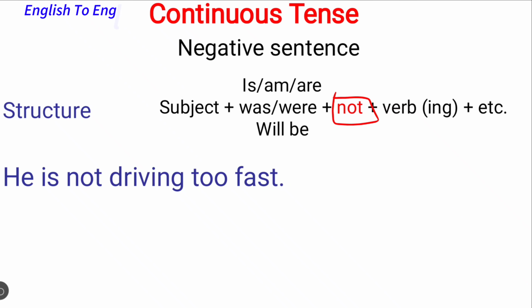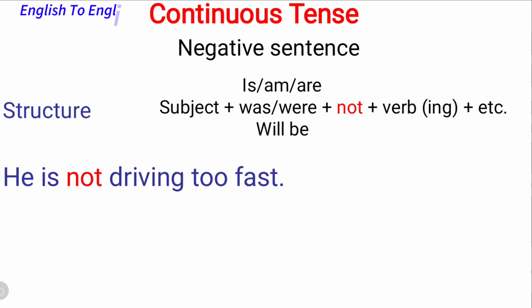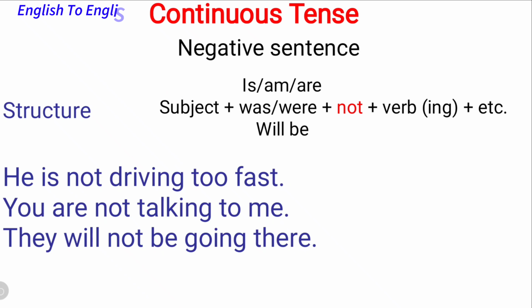So we just have to put the word not between helping verb and main verb, or you may say after helping verb. He is not driving too fast. One example has already been given. So you can see that I have put not here after helping verb. So like he isn't driving too fast. And let's see some more examples.